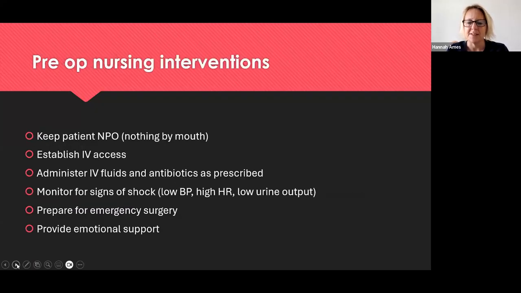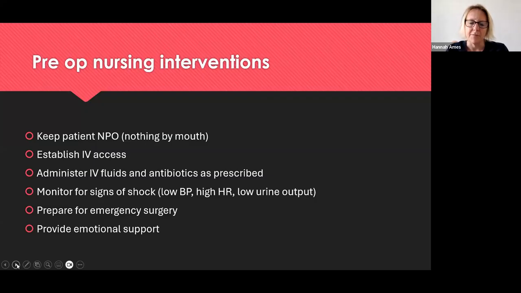So we'd want to keep these patients nil by mouth. Okay, so that's important because they're going to theatre. They should have some form of IV access, and we should be thinking about administering IV fluids and antibiotics as prescribed, and just monitoring for any signs of shock as well, especially if that bowel has become ischemic. So we're looking for those things such as low blood pressure, high heart rate, and low urine output.